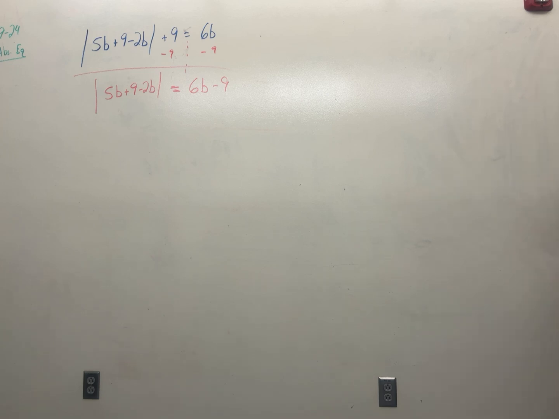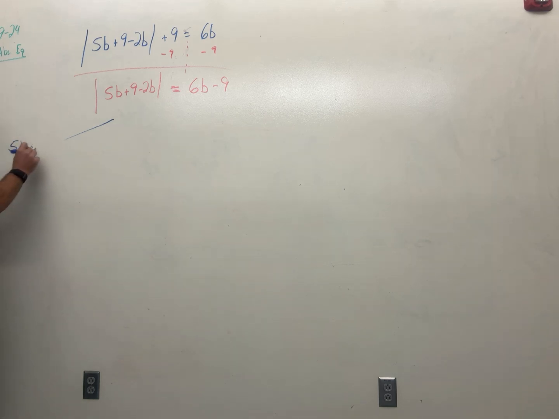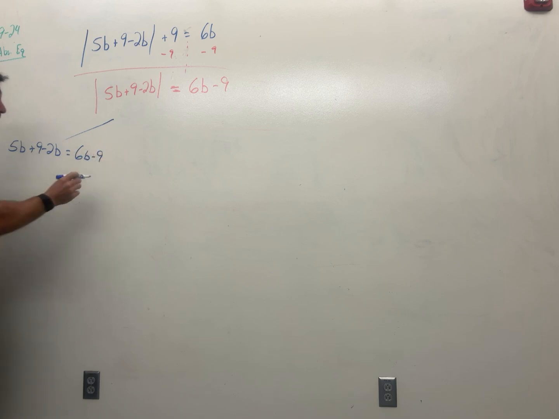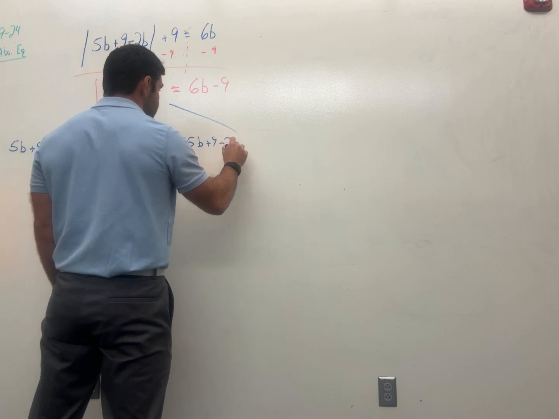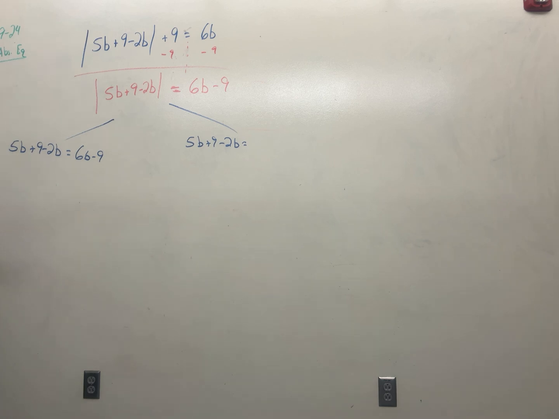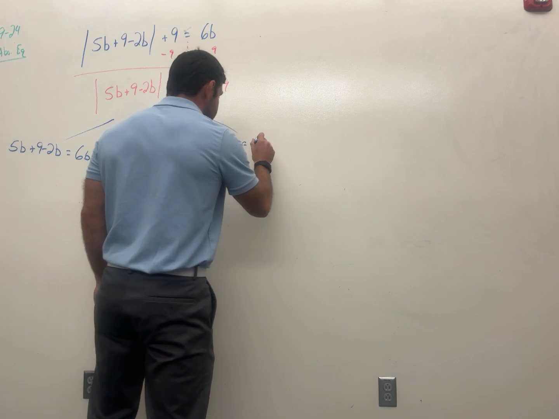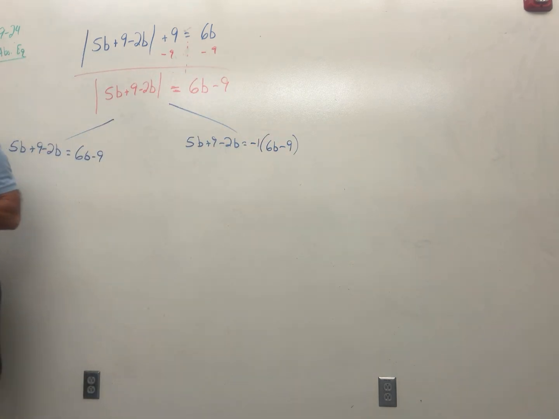Everybody with me? So when we do this as two different things, we have 5b plus 9 minus 2b equals 6b minus 9. Then we have 5b plus 9 minus 2b equals, what do we do to this side? We have to do the opposite. So how do we do the opposite of the other side? We multiply it by the negative 1, which would end up being minus 6b, but we have to also do it to the others. So you have two equations. I'll give you 3 minutes. Go.